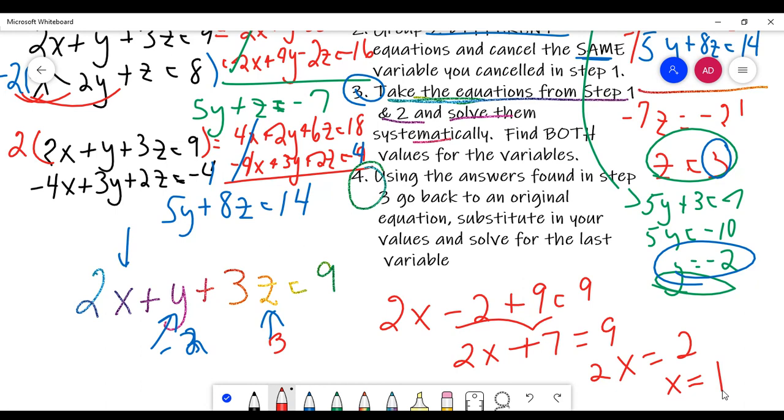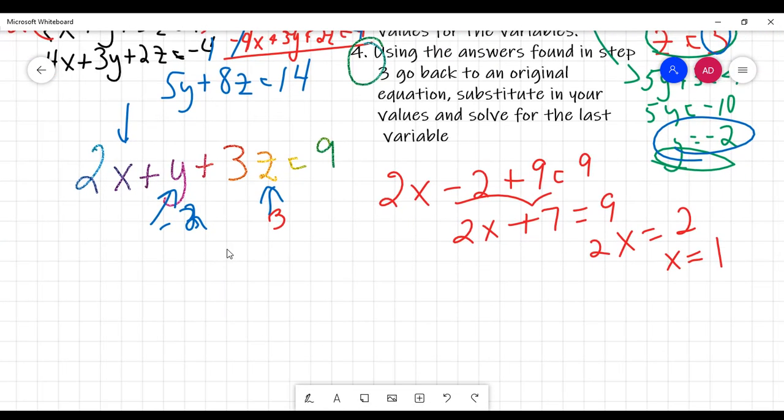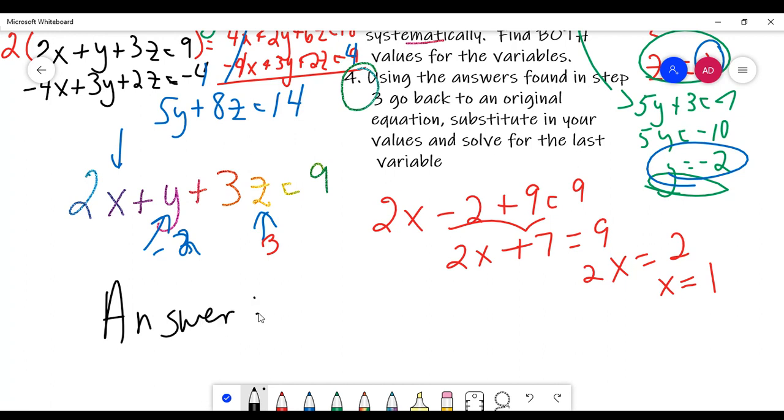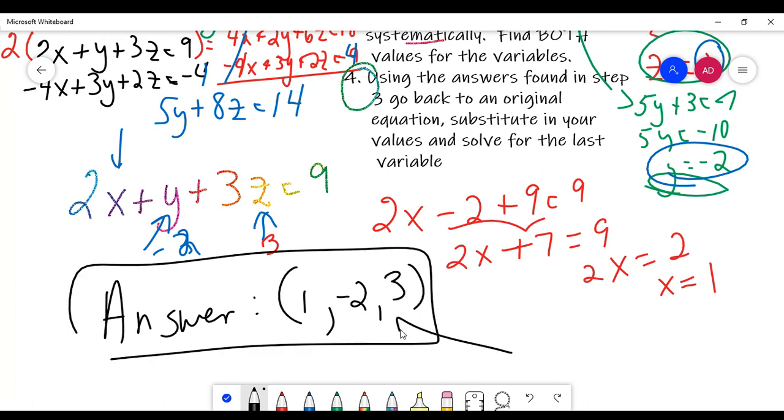All right. So you have just found all 3 variables. Literally, you found an x, you found a y, and we weren't even in the alphabet. Yes, you found a z also. Yay, team. So that means your ordered triple, the way you would present your answer, is going to be x, which was 1, y, which was negative 2, and z, of course, which is 3. That is how you get the solution to solving a system of 3 equations.